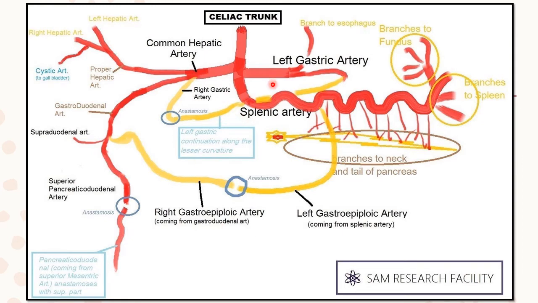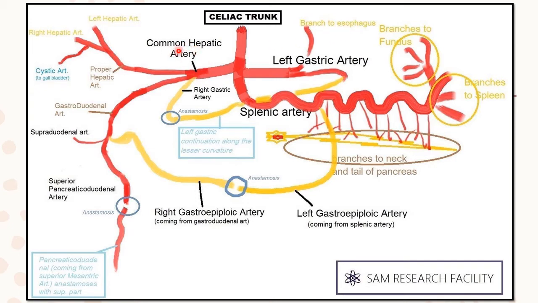Over here we can see the course of the celiac trunk and its major vessels. So we have the celiac trunk over here, then we have this left gastric artery which runs upwards and to the left, and then it supplies the lesser curvature of the stomach as well as the cardiac end of the stomach, where it gives off the branches to the esophagus.